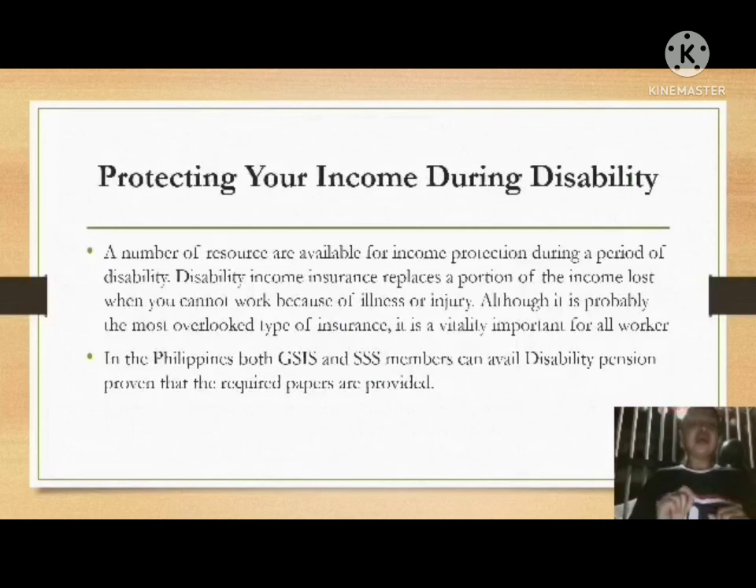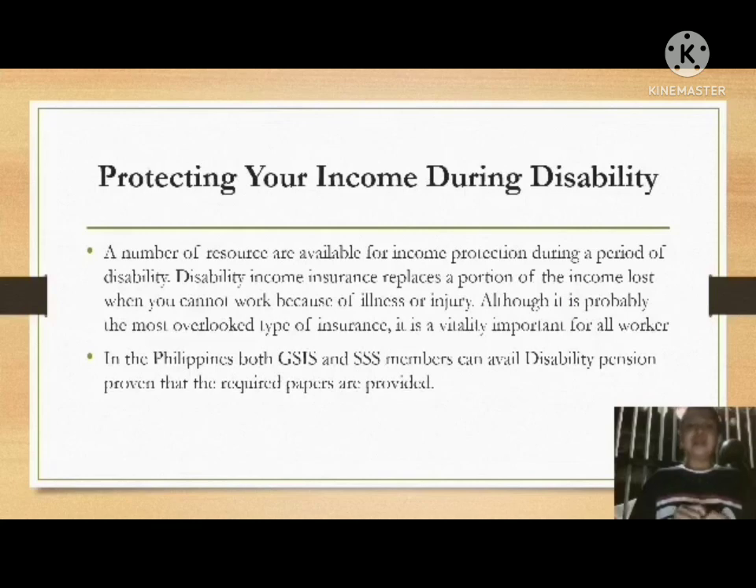Protecting your income during disability. A number of resources are available for income protection during a period of disability. Disability income insurance replaces a portion of the income lost when you cannot work because of illness or injury. Although it is probably the most overlooked type of insurance, it is vitally important for all workers.